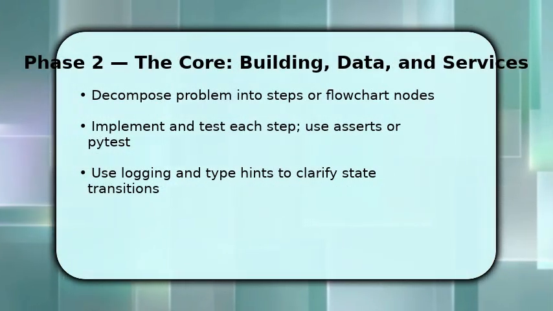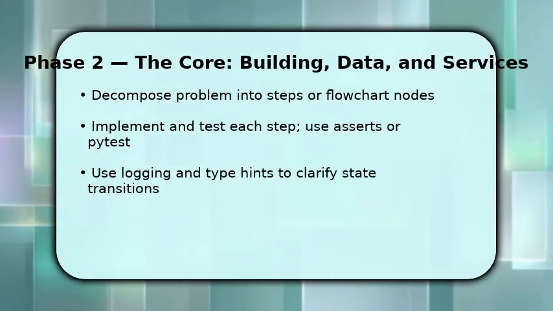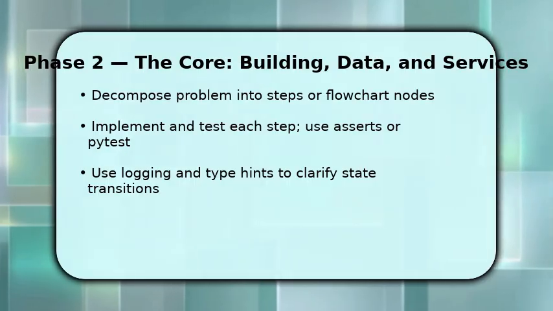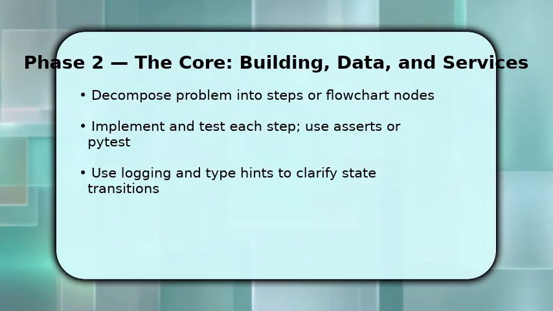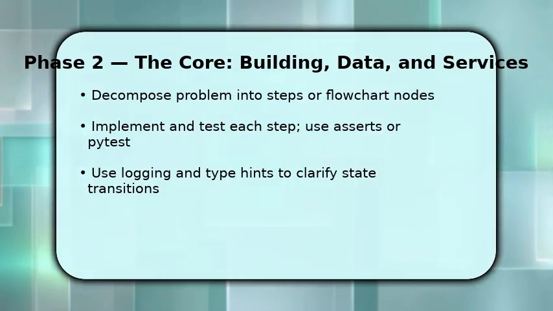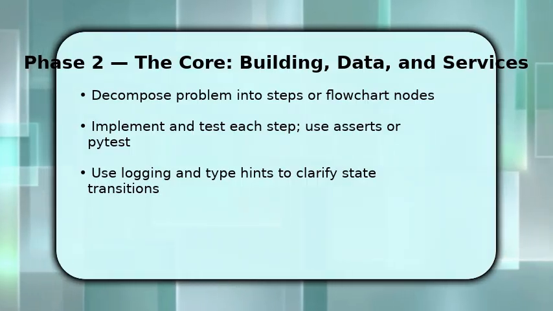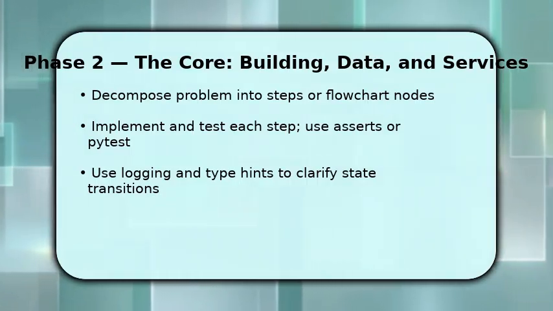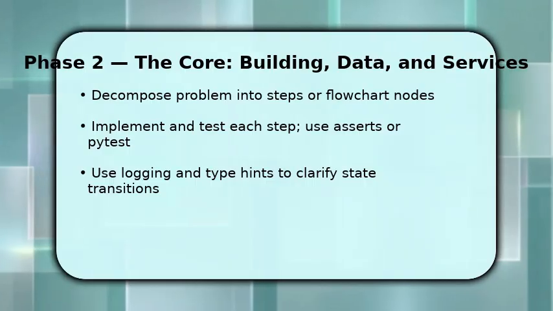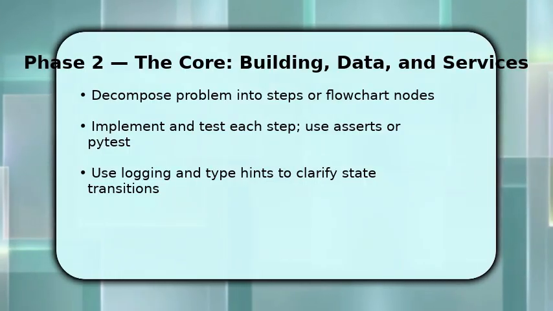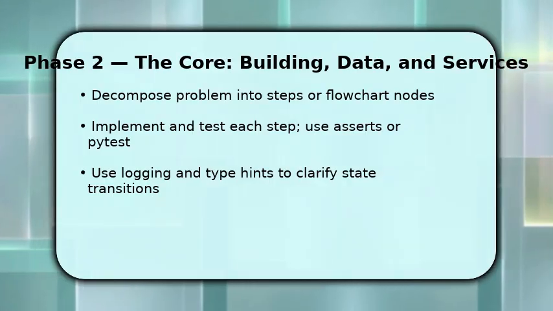For each step, write a focused unit test, implement the smallest workable code, and run it. Use type hints to make data shapes explicit and sprinkle logging at state transitions so you can trace behavior. Once a step passes, compose it with prior pieces. Make sure to refactor only when tests cover the behavior. This avoids breaking logic you just validated.